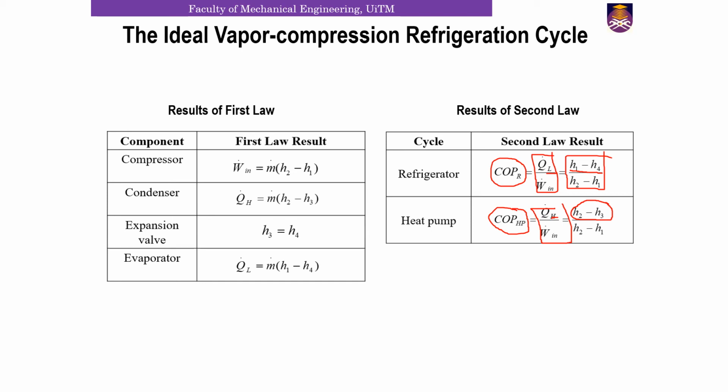And then based on the first law, these are the equations that you need to know for your compressor. These are the equations that you need to know for your condenser. This is the relationship between H3 and H4 for the expansion valve, and then this is the QL relation for your evaporator region.